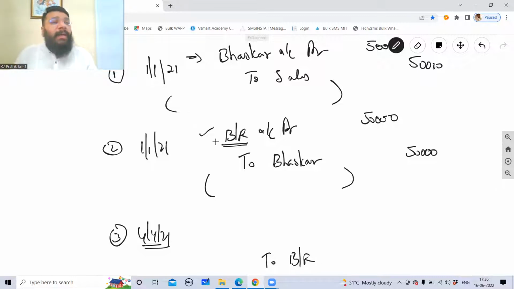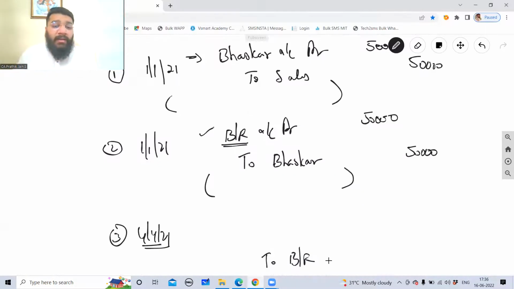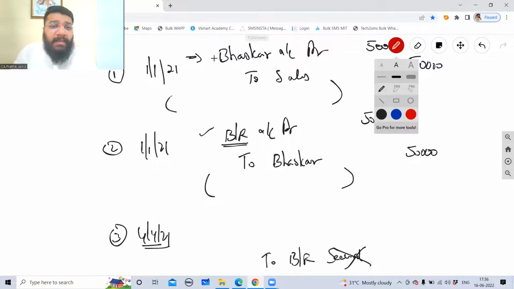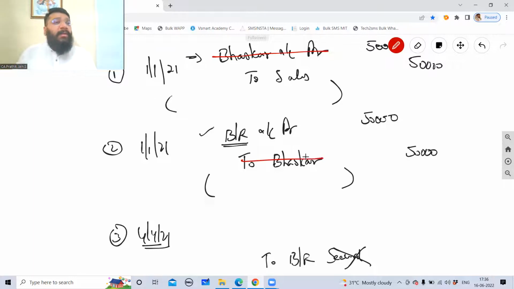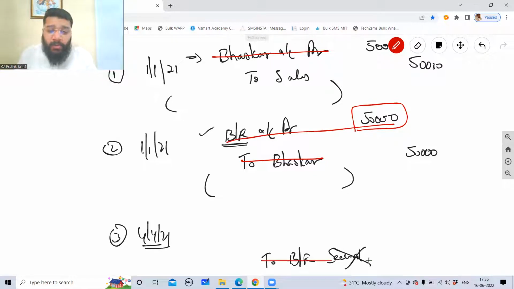Currently, bills receivable is in debit. To close it, I have to give a credit. What will be my debit? Guys, here I have closed my secured account. Please understand this point. Bhaskar was in debit, then Bhaskar credit. So we opened the Bhaskar account, and we closed the Bhaskar account. Why? Because the money was receivable through the bill of exchange. But now that bill of exchange is also closed.